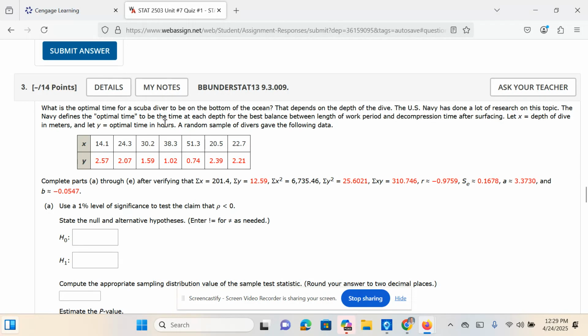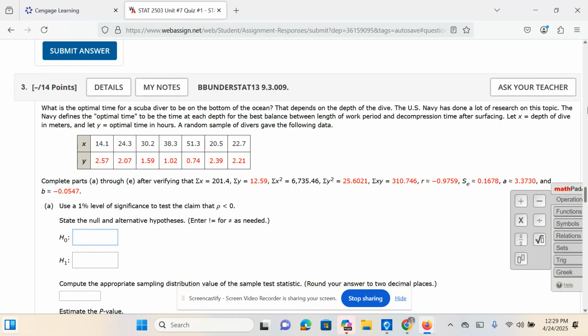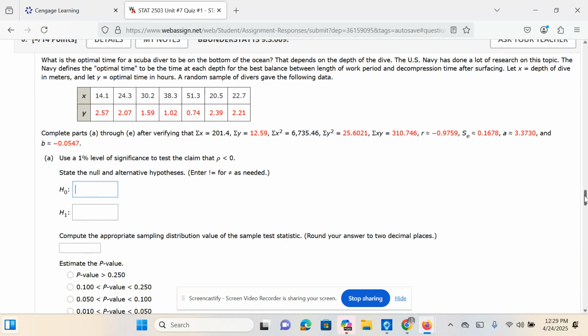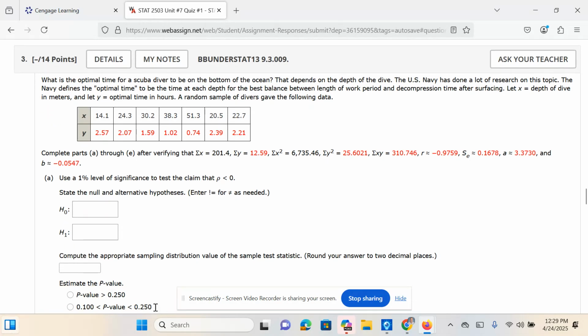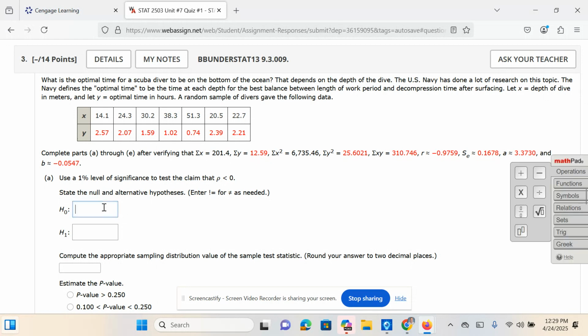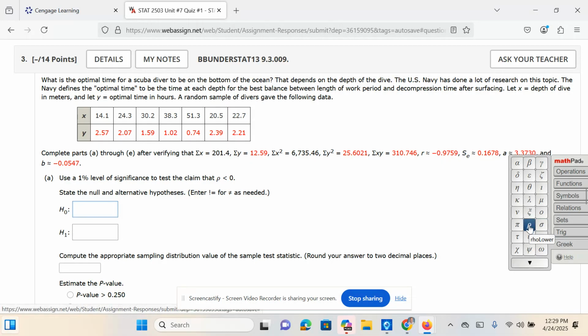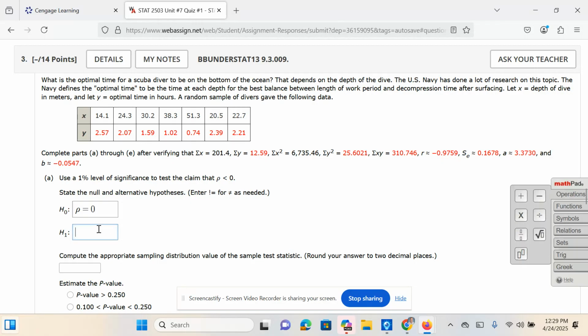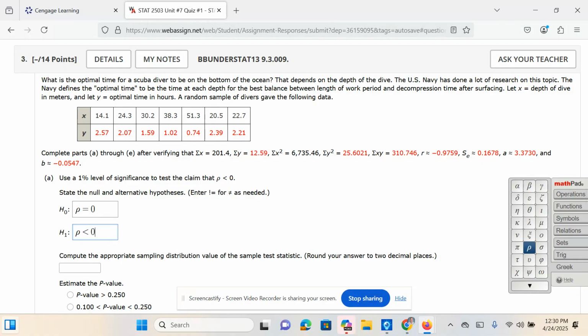Let X be the dive depth in meters and Y be the time in hours. So I'll do that in a moment. First off, the level of significance of the test. On this one, we're going to go to Greek, and we're going to select the row, and we assume that it's equal to 0. And now what we're trying to do is test a claim that's less than 0. So I'm going to go to Greek, select row, less than 0.